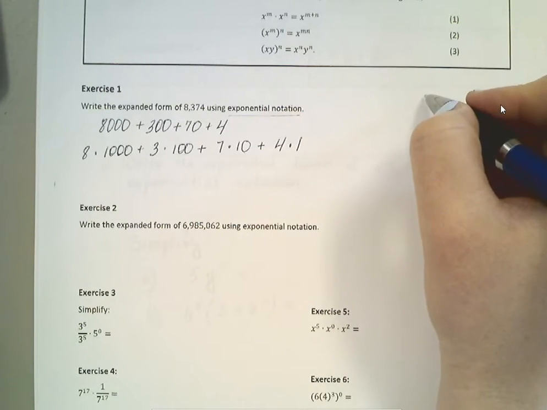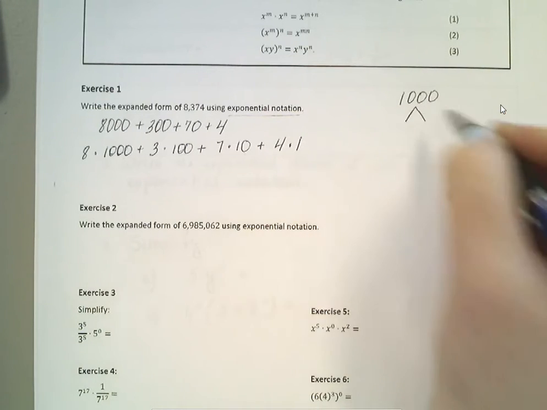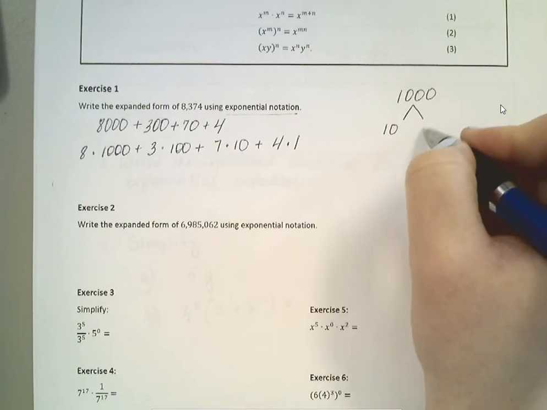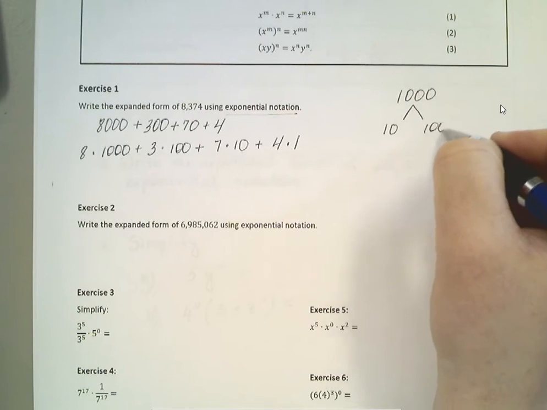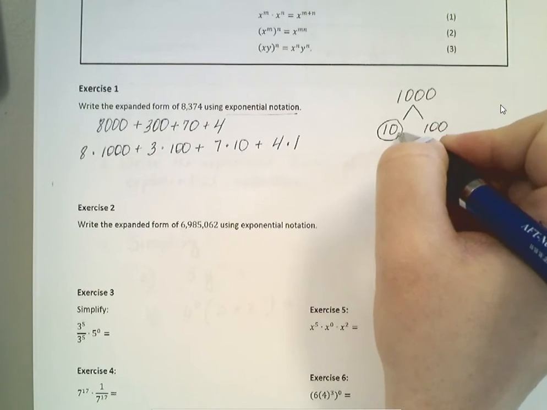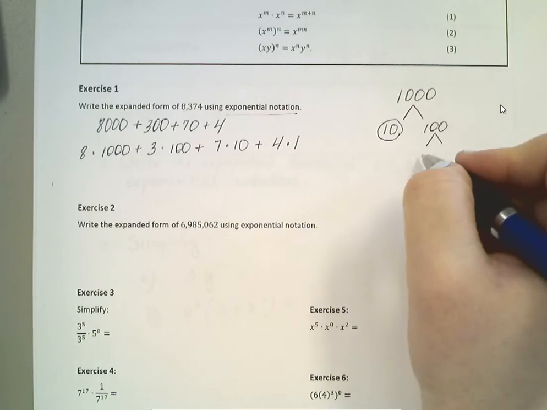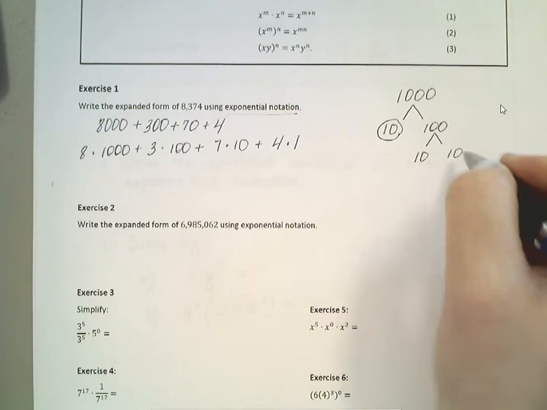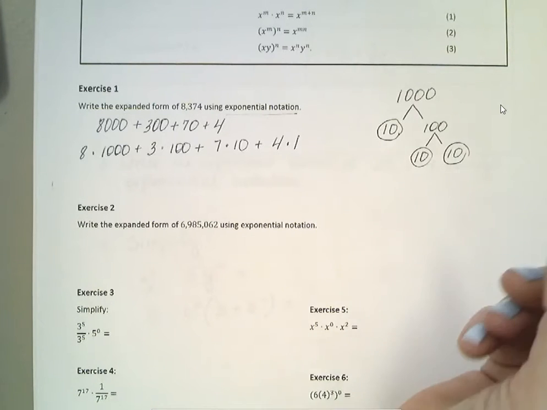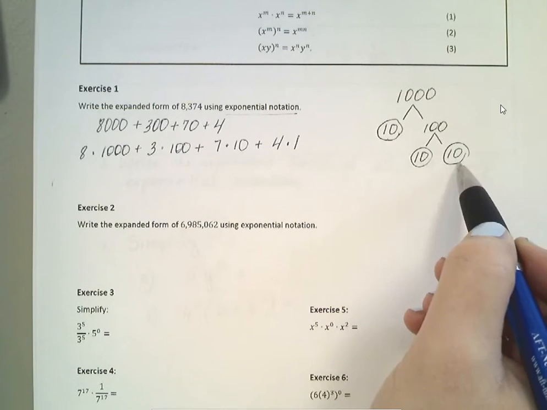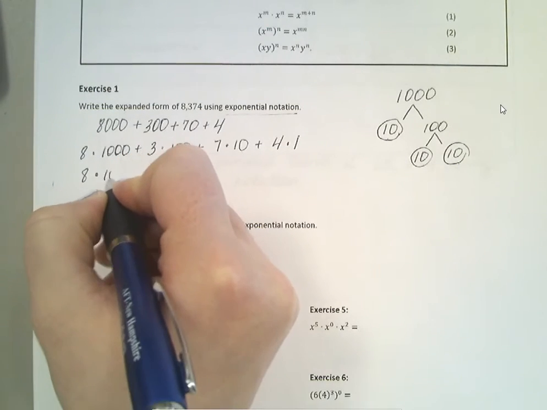From our previous lessons, we know that I can take that 1,000 and divide it by 10. So I can rewrite it as 10 times 100, right? 10 is the base that I want. 100 is not the base that I want. I will continue dividing, and 100 is 10 times 10. So I can rewrite my 1,000 as 10 to the third power. So I have 8 times 10 to the third.